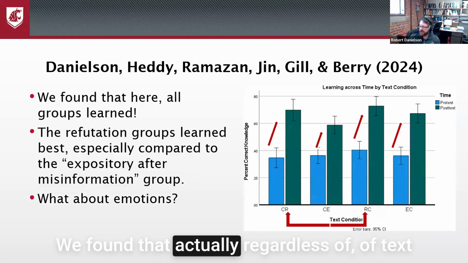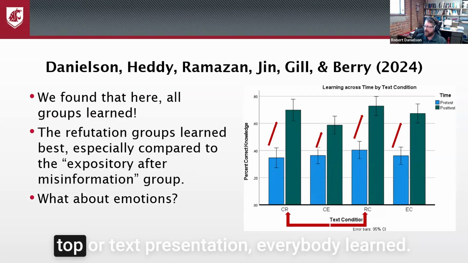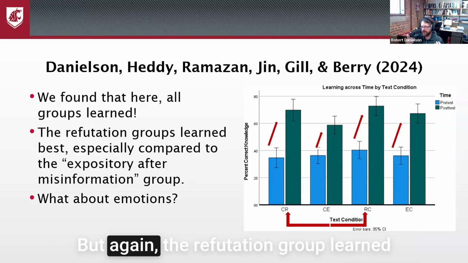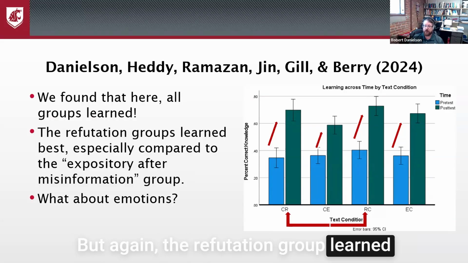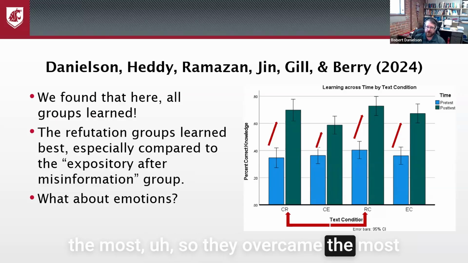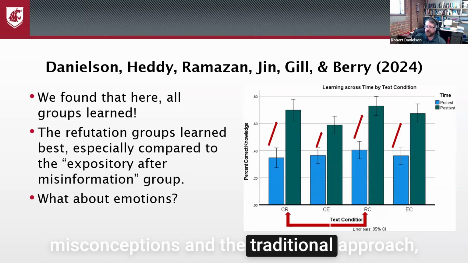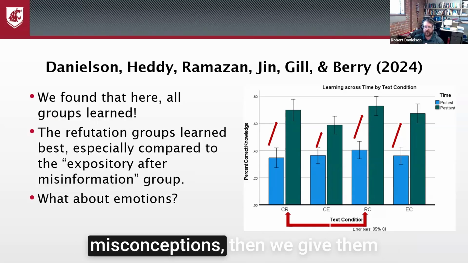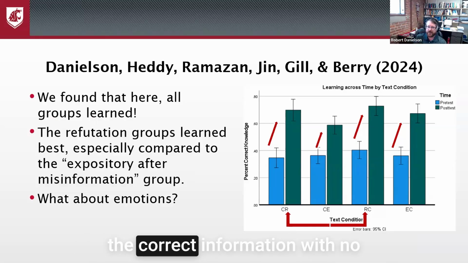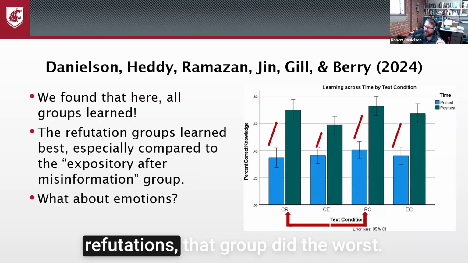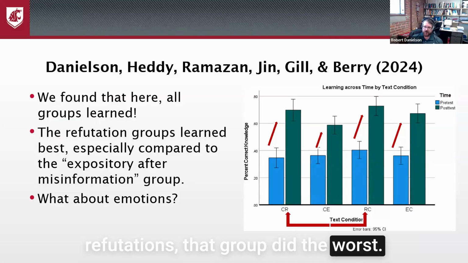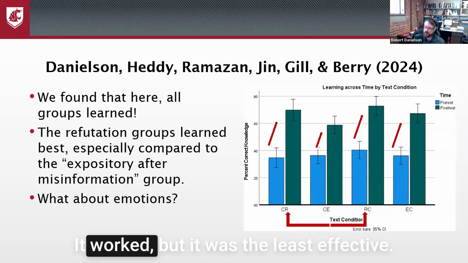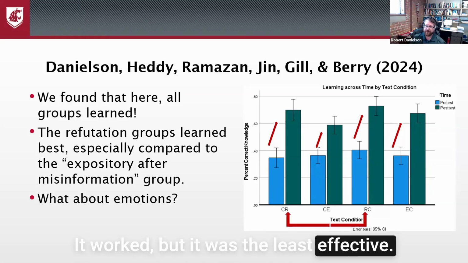We found that actually, regardless of text order or text presentation, everybody learned. But again, the refutation group learned the most. So they overcame the most misconceptions. And the traditional approach, which was the wait and see approach, we wait for students to have these misconceptions. Then we give them the correct information with no refutations. That group did the worst. So that's sort of standard scientific practice that we often do. It worked, but it was the least effective.